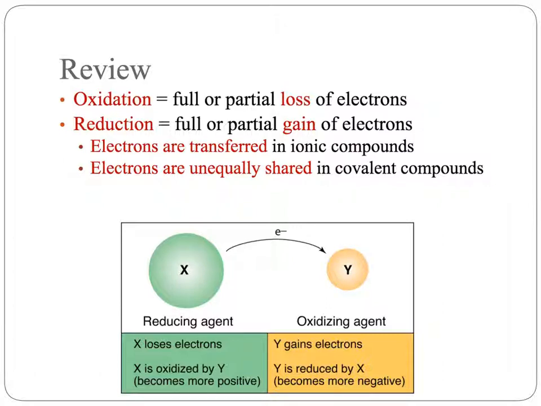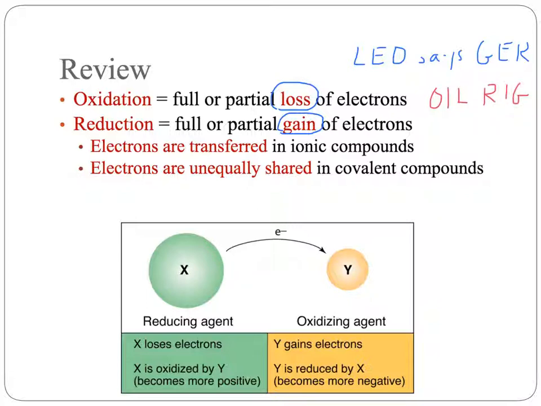Starting with a bit of review, remember that oxidation represents the full or partial loss of electrons, and reduction is the full or partial gain of electrons. I suggested in the last video you could use the mnemonic LEO, that loss of electrons is oxidation, Leo says grr. Or the one I prefer because it's shorter, OIL RIG. Again, oxidation is losing electrons, whereas reduction is gaining electrons.